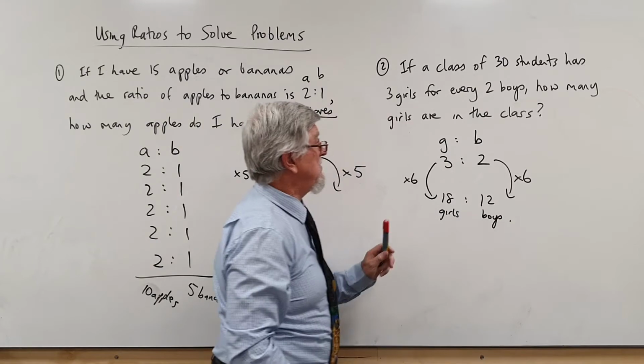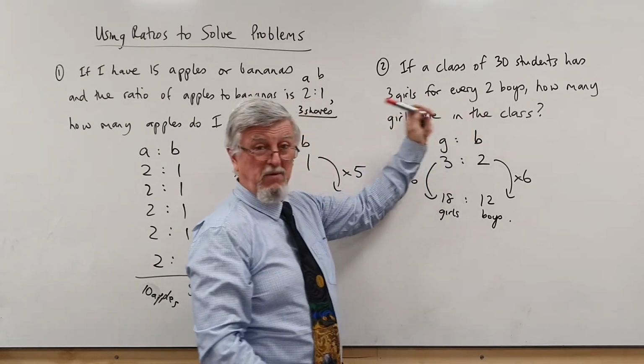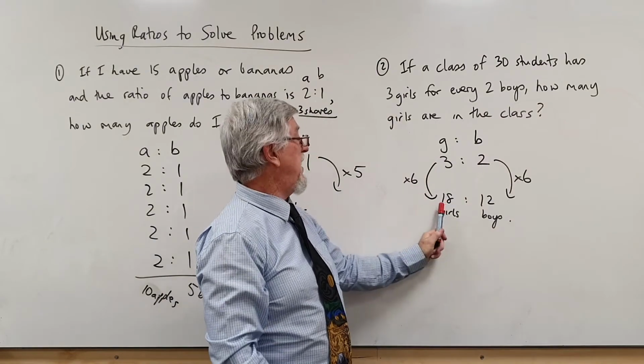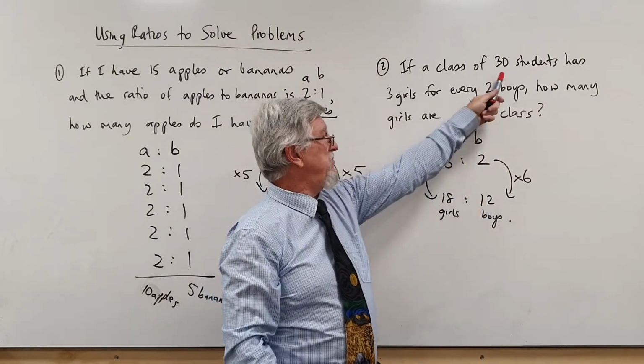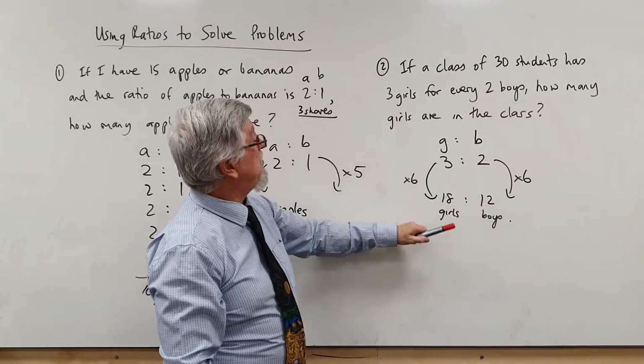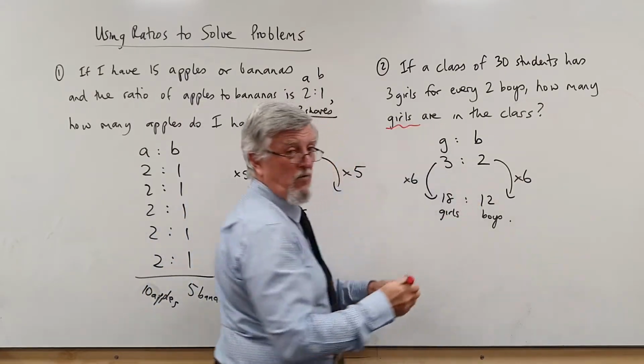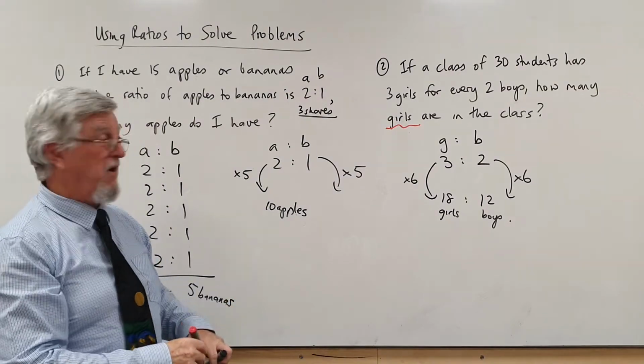Common sense for a moment. 3 to 2 means you're going to have more girls than boys. And then if you want to check if you're right, the 18 plus the 12 adds up to 30, and you know you're right. But all the question said was the number of girls, so you didn't have to work it all out. But by the way, if you write them both down, you get it.